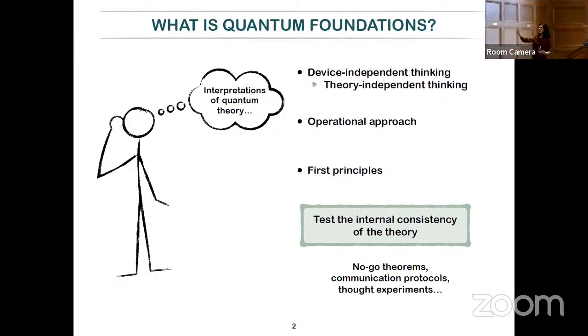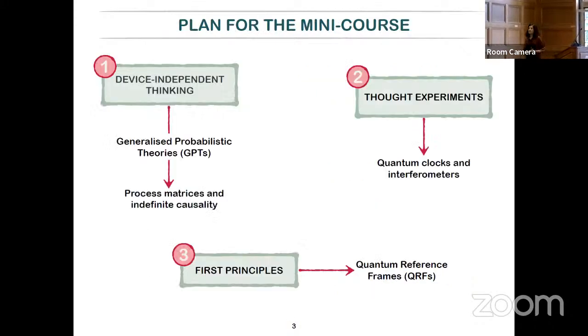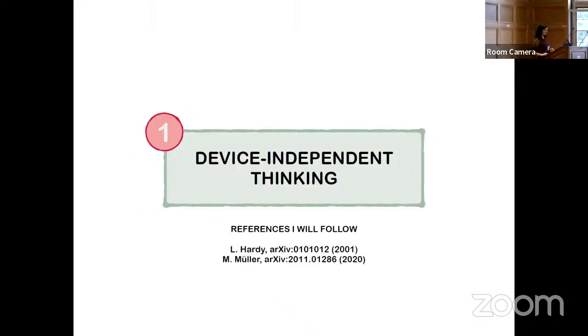Okay, so some of the tools that we're going to use throughout these 2 hours are no-go theorems, communication protocols, thought experiments. So these are the typical things that we will encounter. And this is the plan. So these are the 3 points that I have tried to identify. And as examples of the first one, I will talk about generalized probabilistic theories and process matrices and indefinite causality. Then, in terms of thought experiments, I will tell you a bit, very briefly, about quantum clocks and interferometers. And finally, I will talk about quantum reference frames. So that's the plan. And so let's get started.